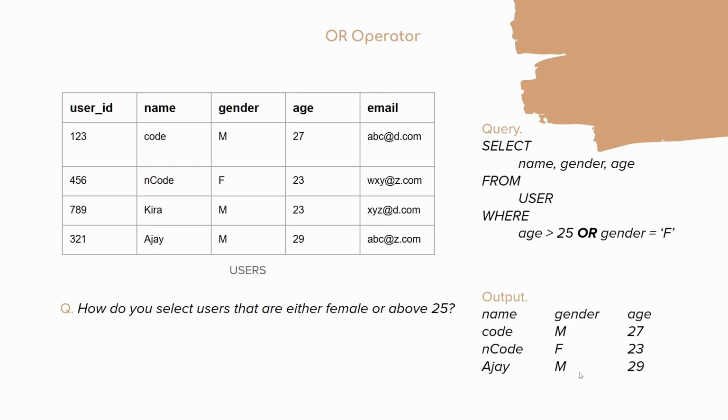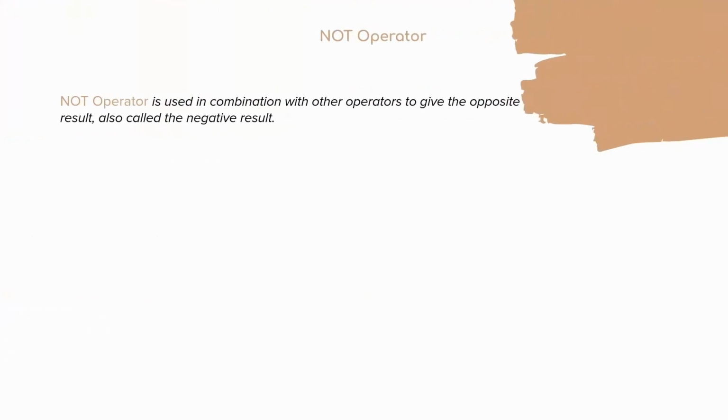Right? So this is how you apply the OR operator and the AND operator. You use AND in the case when all of the conditions must be satisfied, and only then you want the row to be present in your answer. If any of the conditions is satisfied and you still want the row in your answer, then you'll use the OR operator, right? And what is the deal with the NOT operator? Let's have a look at that also.